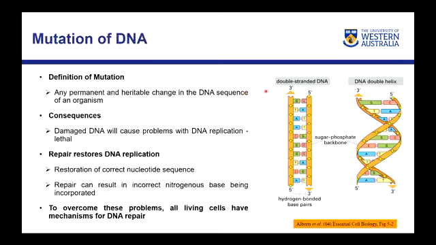So, definition of mutation. A mutation is any permanent and heritable change in the DNA sequence of an organism. The words that are important are permanent and heritable change. Once the DNA has been changed, you're passing that on to the next generation or the daughter cells.